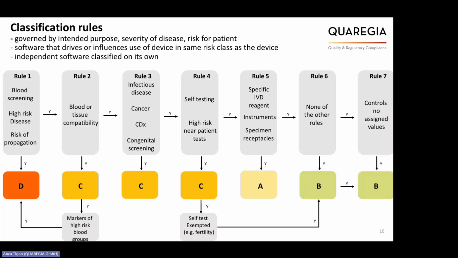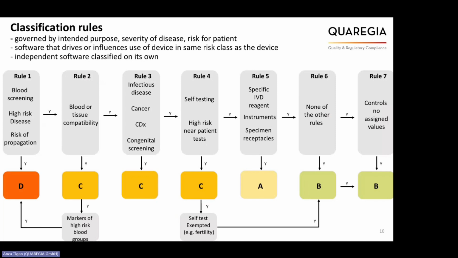Rule 5 tells us that general IVDs like specific reagents, instruments, or specimen receptacles are classified under Class A, the lowest risk class, and Rule 6 tells us that devices that do not fall under any of Rules 1 to 5 are generally classified as Class B. Also Class B are controls with no assigned values.